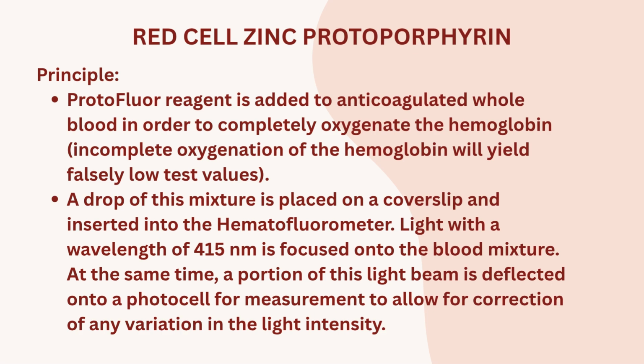So, the principle for this test: protofluor reagent is added to anticoagulated whole blood in order to completely oxygenate the hemoglobin. A drop of this mixture is placed on a cover slip and inserted into the hematofluorometer. Light with a wavelength of 450 nanometers is focused onto the blood mixture. At the same time, a portion of this light beam is deflected onto a photocell for measurement to allow for correction of any variation in the light intensity.